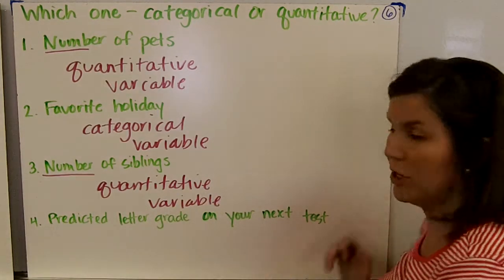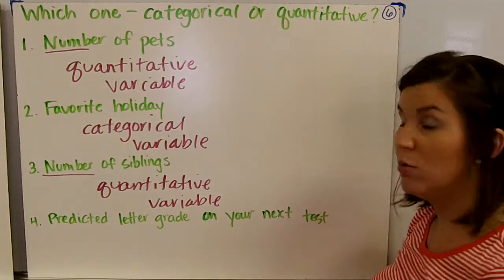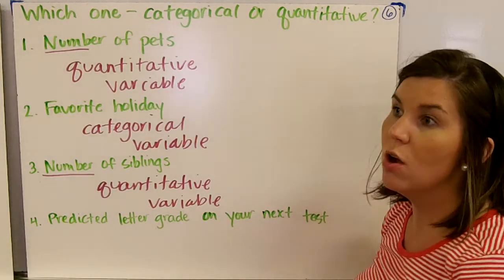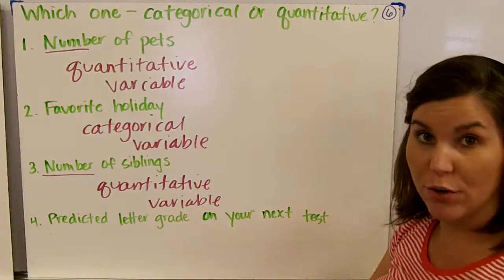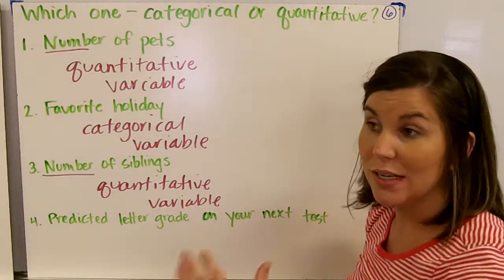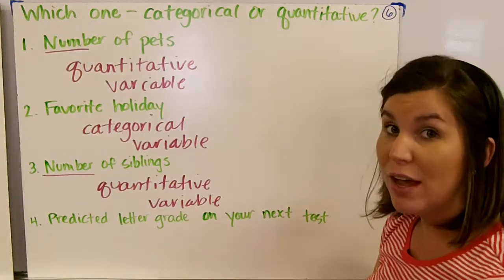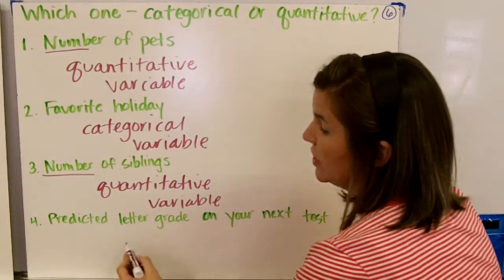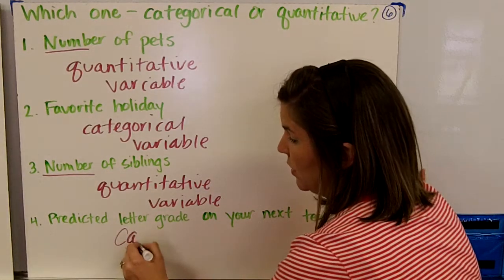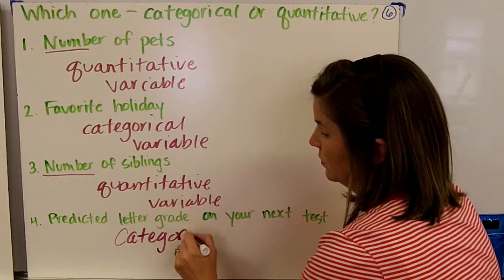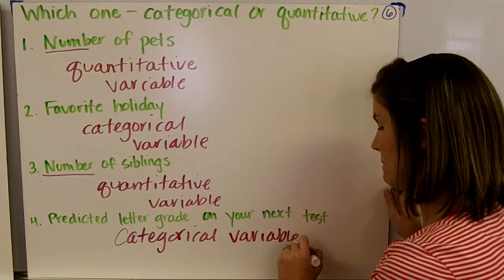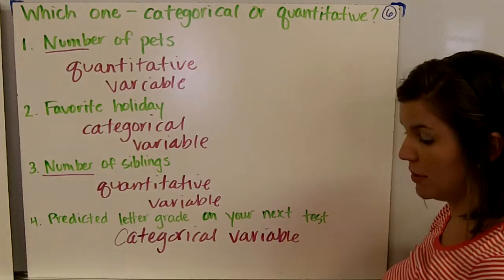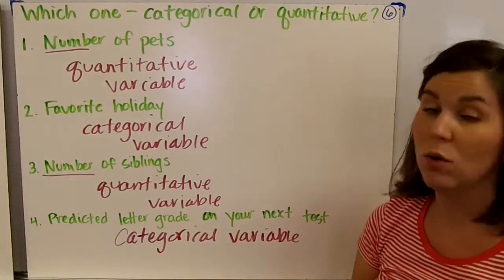Predicted letter grade on your next test. Now initially you might be thinking, oh, a test score, well that has to be like a 95. No, it says the predicted letter grade. So this would be A, B, C, D, or F. These are not values, these are letter grades. So this one would be categorical as well. Alright, so you should be able to determine the difference between categorical and quantitative.